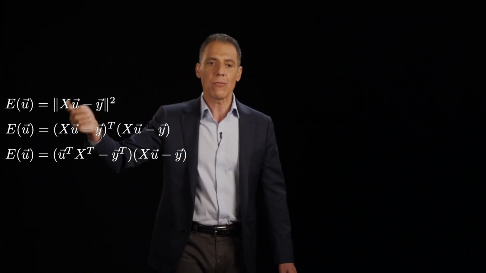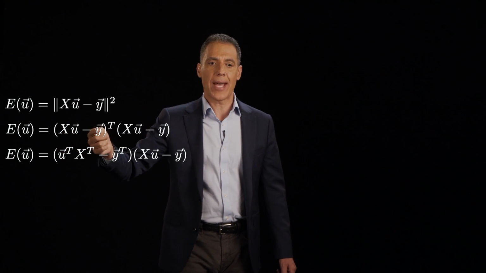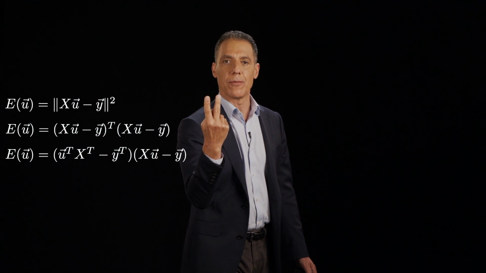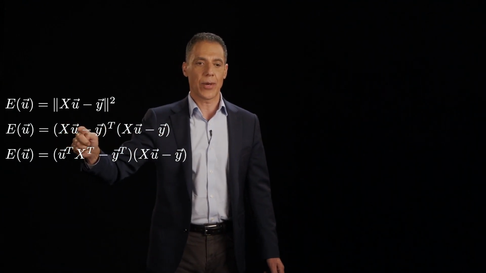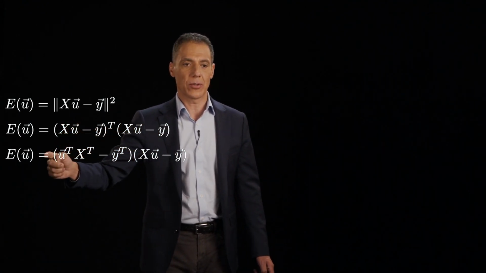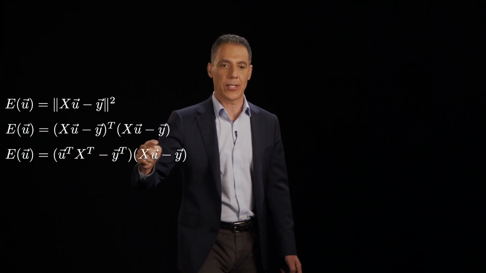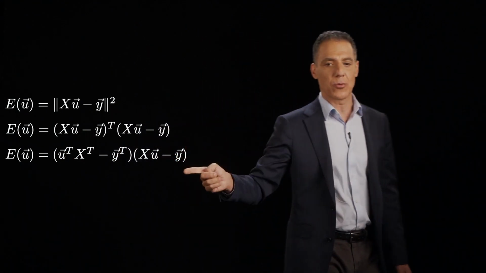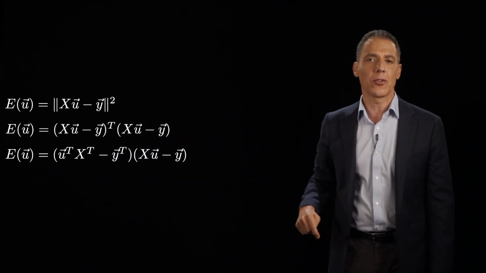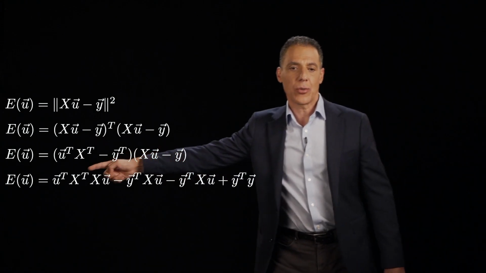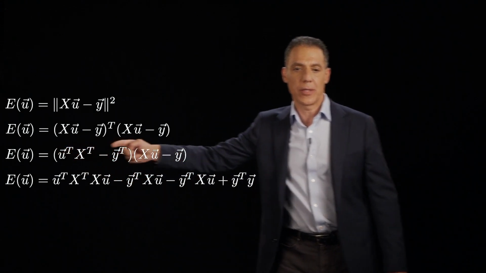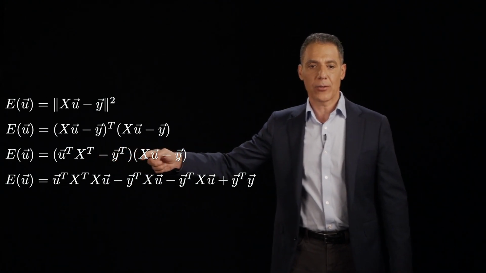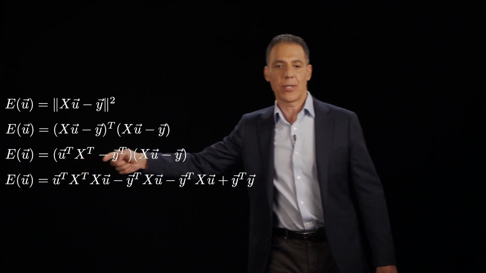Good. Remember that when I have the product of two things and I'm taking the transpose, that's the same as transposing and reversing them. So (Xu) transpose is equal to u transpose X transpose, minus y transpose, times Xu minus y. Good. So that's my quadratic form written out. Let's do the cross multiplication here. I've got u transpose X transpose Xu, that's the first term times the first term. I've got two of these intermediate terms, y transpose Xu and u transpose X transpose y.